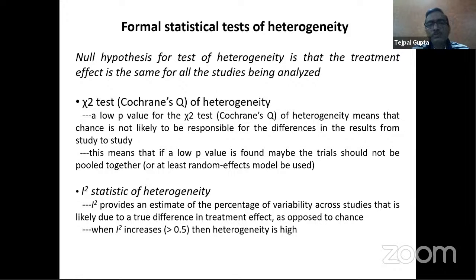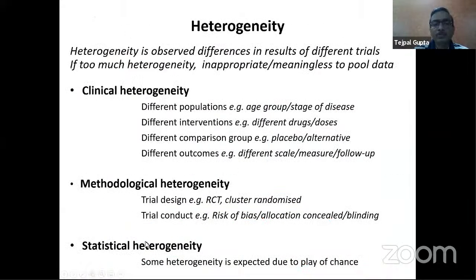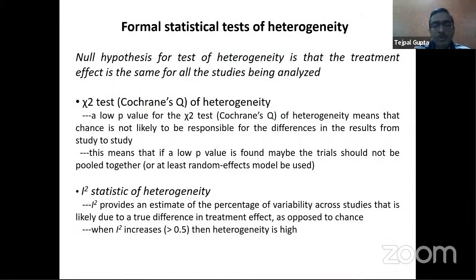And the null hypothesis for the test of heterogeneity is that the treatment effect is the same for all studies being analyzed. So if you see in the Cochrane Q test for heterogeneity here, it is showing a p-value of 0.001, which means there is significant heterogeneity amongst the studies that have been included in that particular meta-analysis. The I-square statistic is more commonly in use in the last few years. An I-square of more than 0.5 indicates that heterogeneity is high. If it is less than 0.5, it means that it is not very heterogeneous.